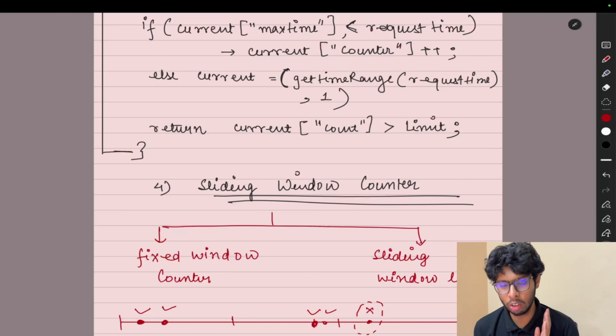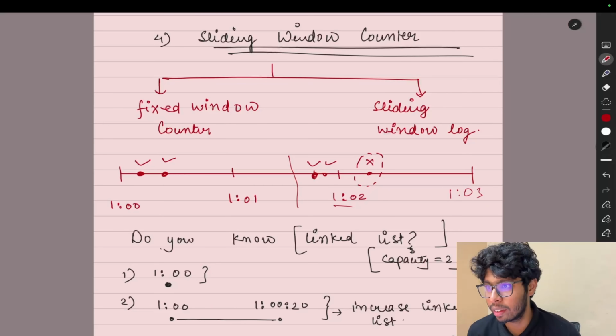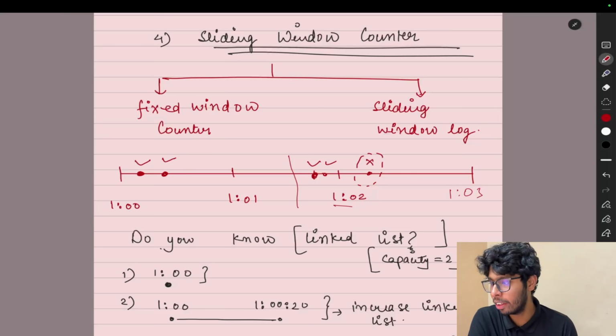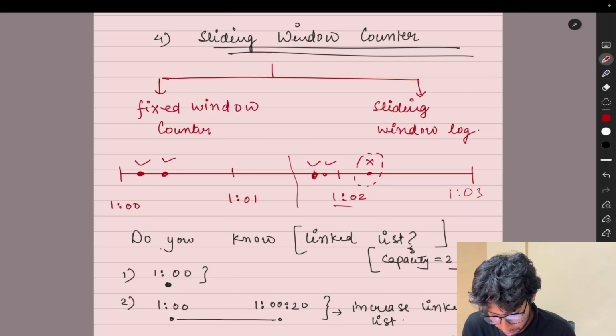Now comes the fourth approach, that is the sliding window counter. So now let's understand the sliding window counter. It is a hybrid algorithm that combines fixed window counter and sliding window log. Sliding window log means that there is a log moving out every single time. Like the first log is going to be, assuming in my scenario, 1 minute, and I mentioned 1 minute 1 second.